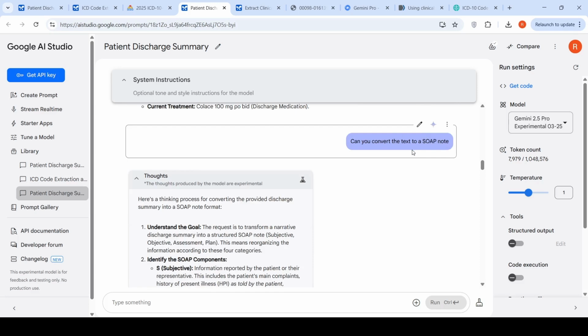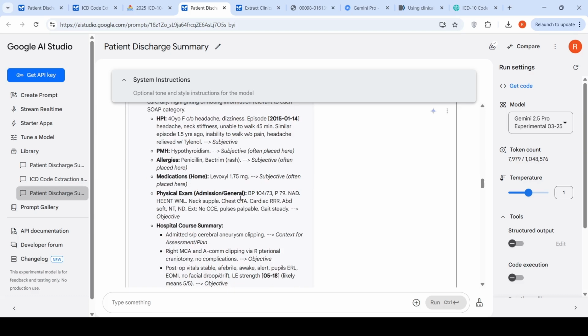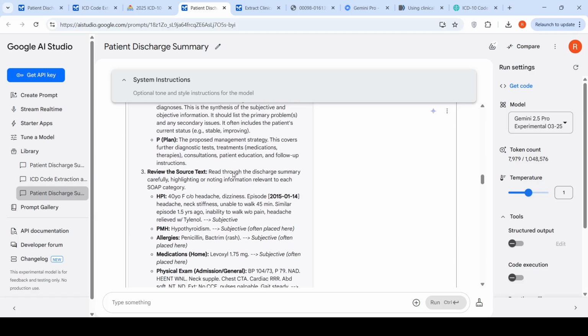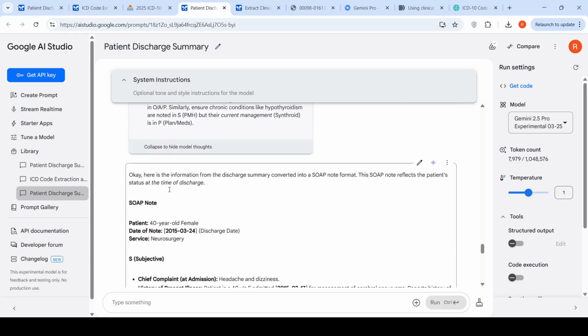Information from clinical notes may be stored as a SOAP note in an EHR or EMR. Based on that, it has understood what SOAP is in this context. It says what needs to be done, and finally it is actually generating this particular SOAP note.